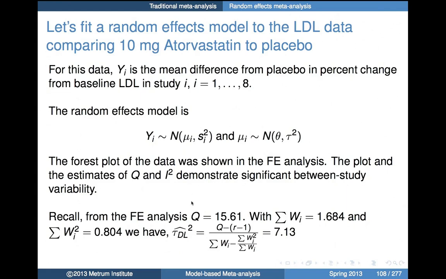So from our fixed effects analysis, remember our Q statistic was 15.61. I didn't show it to you before, but trust me that the sum of the fixed effects weights was 1.684, and the sum of those squared weights was 0.804. Plugging those into the formula for the DerSimonian and Laird estimator, we would get an estimate of tau squared of 7.13.